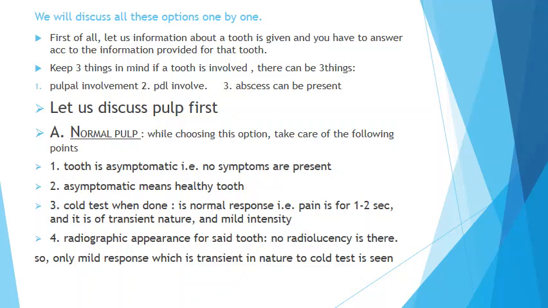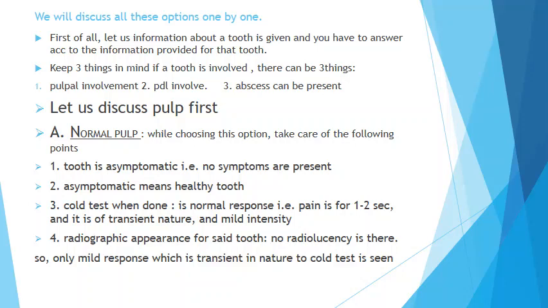Now, when we say a pulp is normal pulp, it means that clinically there are no symptoms. The tooth is asymptomatic. There are no symptoms present. When a tooth is asymptomatic, that means a tooth is healthy. How can we say that means a tooth is vital? And for checking the vitality, we do the vitality tests, such as the cold test.